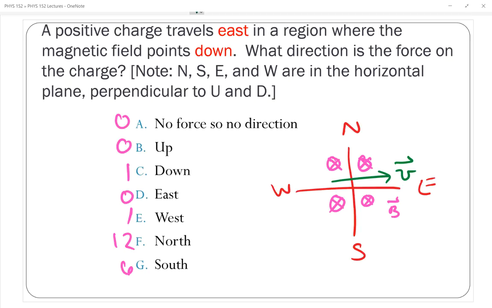Okay, so she put her index finger in the direction of V because it's Q, V is the first one. Cross middle finger in the direction of B, and her thumb points north, and hence she got her answer. Perfect.